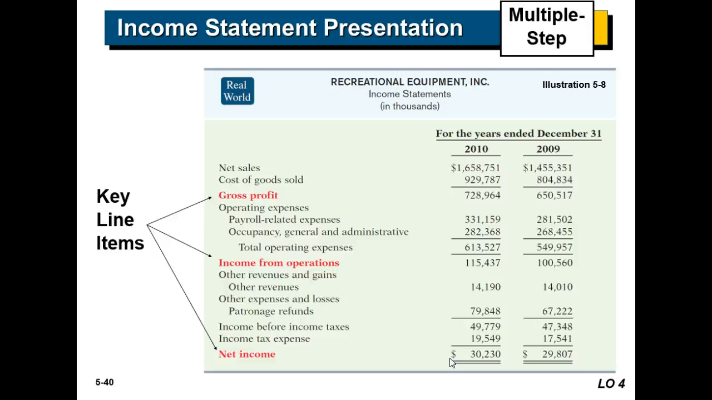Again, the key here is what is gross profit? And then income from operations, think about it. Target is in business to sell goods. So income from operations would be all the expenses, revenue, and then the expenses related to their normal course of business.